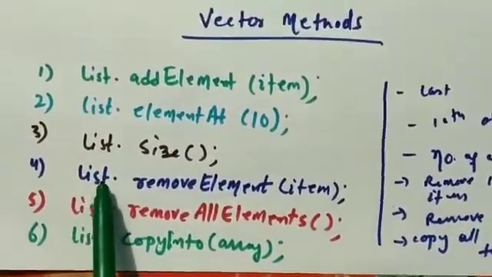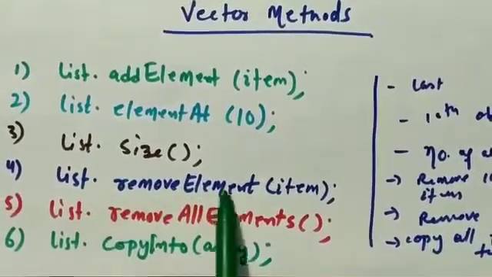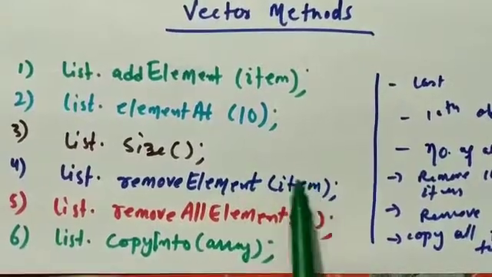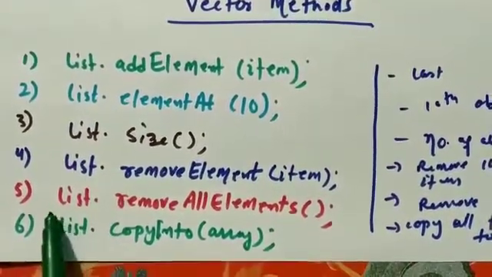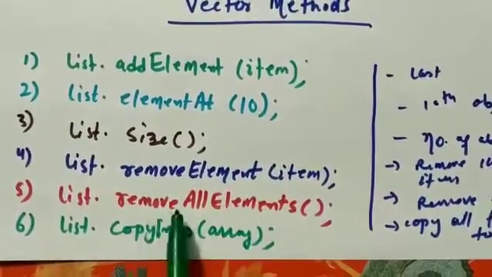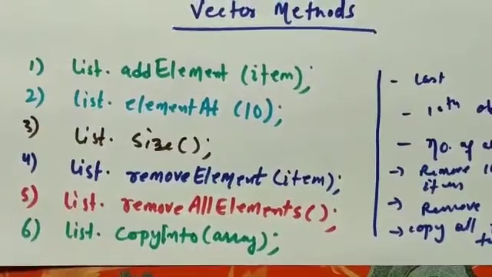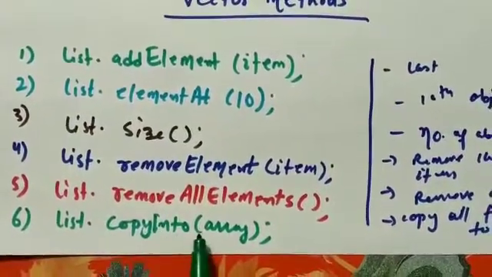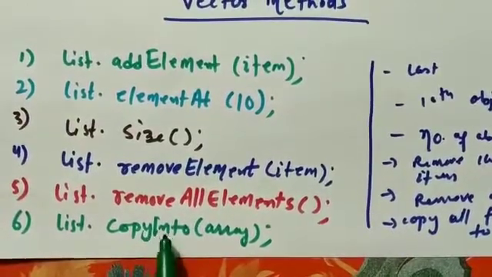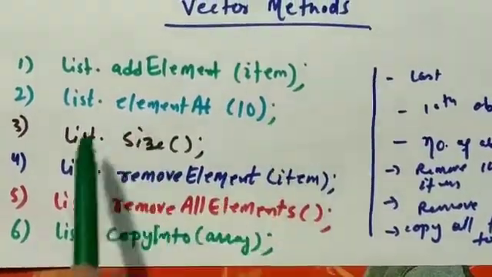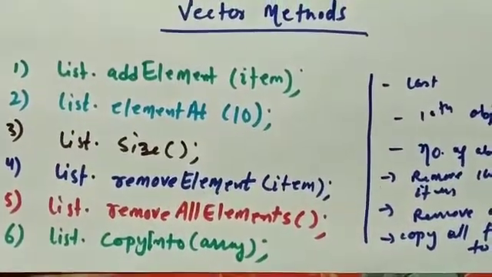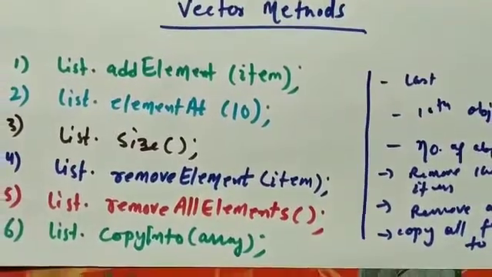Next is list.removeElement(item). This method removes the specified item from the list. Next is list.removeAllElements, which means this method removes all the elements present in the list. Next is list.copyInto(array), which means copy all items from the list to an array. So these are some methods of vectors which will be used in programs. Now I'm going to show some example programs of vectors.